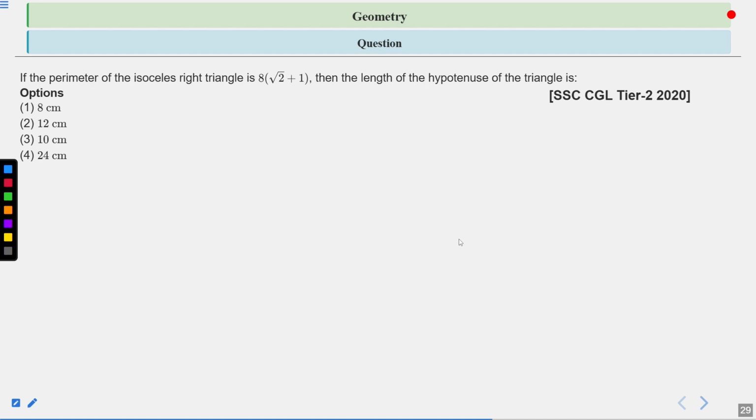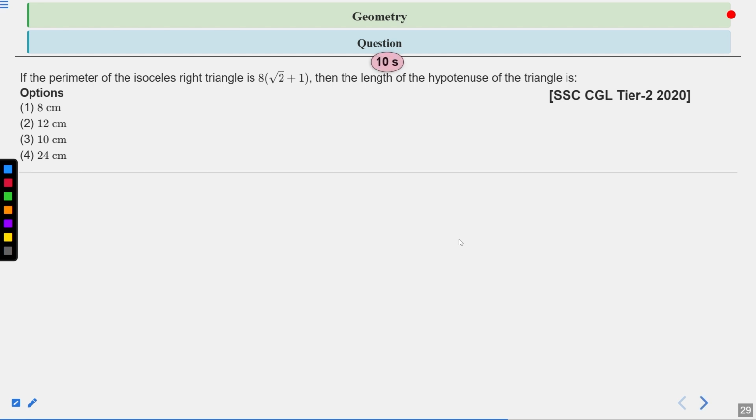If the perimeter of the isosceles right triangle is 8 into the bracket root 2 plus 1, then find the length of the hypotenuse of the triangle. This question was asked in the SSC CGL Tier 2 exam in 2020. So there are four options. First one is 8 centimeter, second is 12 centimeter, third one is 10 centimeter, and fourth one is 24 centimeter.